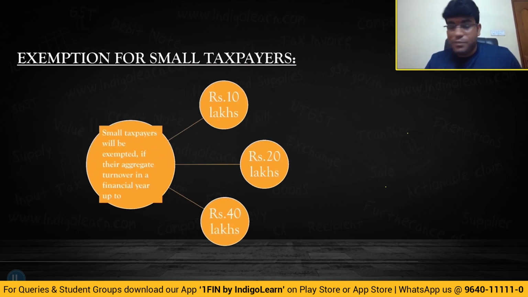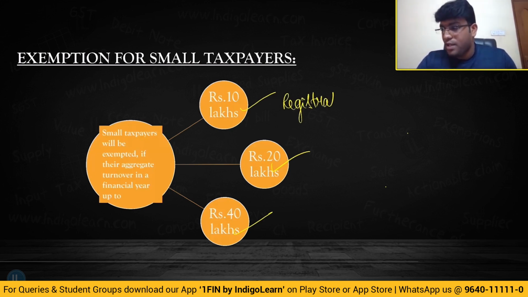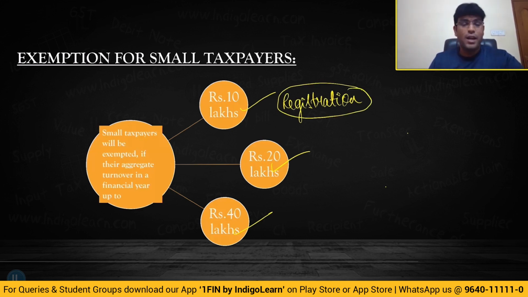Then exemption for small taxpayers. Small taxpayers will be exempted if the aggregate turnover is up to 10 lakhs, 20 lakhs, 40 lakhs. In different cases, we have different limits. In some cases, a limit of 10 lakhs, in some cases 20 lakhs, in some cases 40 lakhs. Which case, what limit, we'll talk in detail when I go to the chapter called registration. This 10 lakhs, 20 lakhs, 40 lakhs story is very interesting and very important, which generally keeps coming in the exam, which we'll talk in detail for sure. Clear, my dear friends? Next.